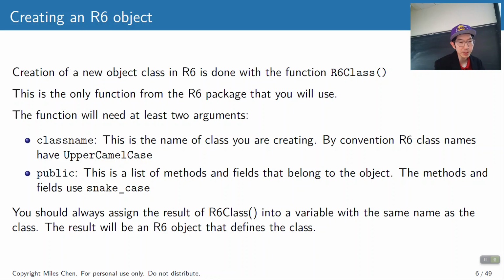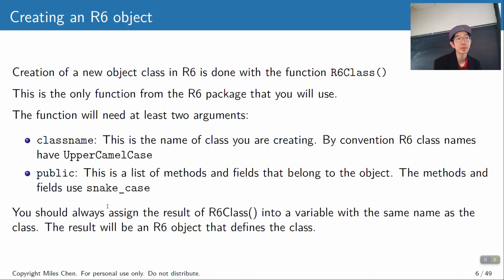When you use that function, you need to provide at least two arguments. The first one will be the name of the class, the class you're creating, and by convention, R6 class names use upper camel case. Upper camel case basically means the first letter is capitalized and you don't use underscores. To indicate new words, you capitalize each new word. That would be upper camel case versus snake case, where you use underscores to separate the words. So the first argument will be the name of the class.